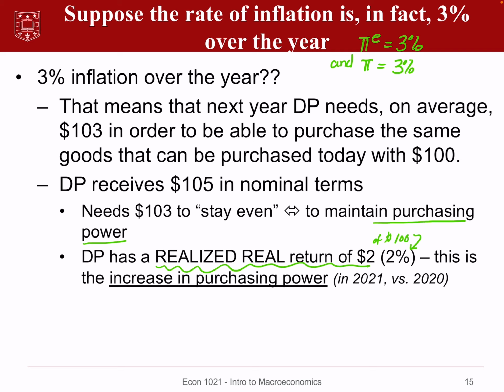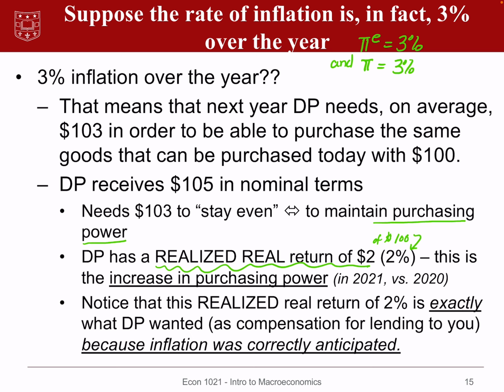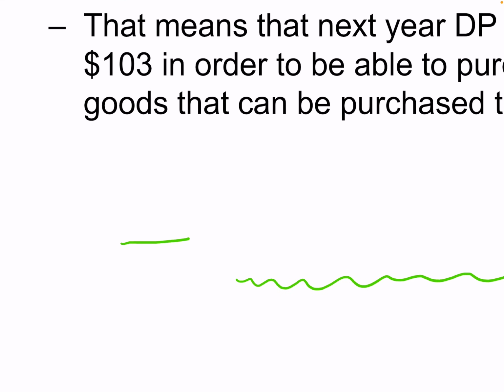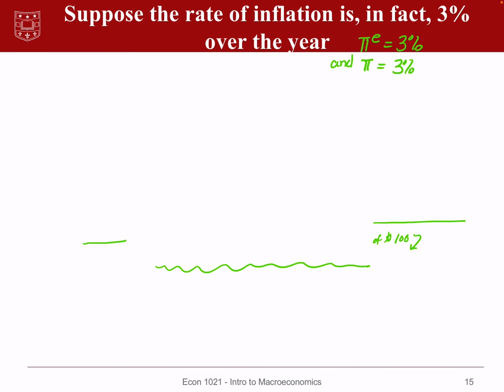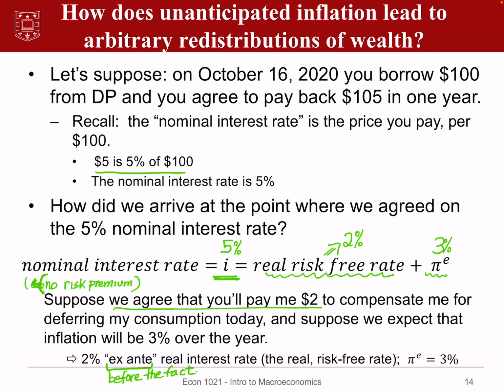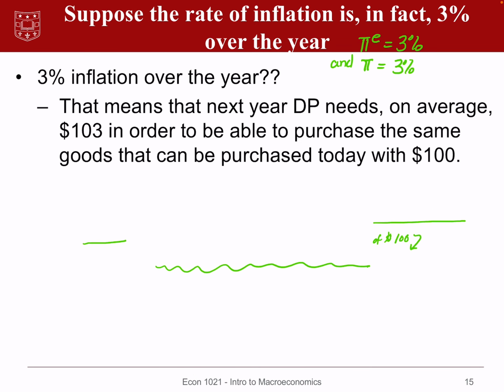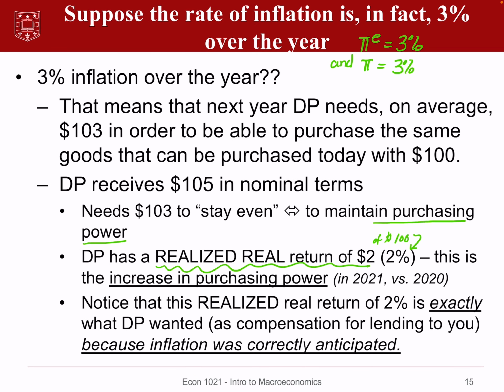It means that in 2021, I'm able to consume $2 more than what I would have been able to purchase with $100 in 2020 in inflation-adjusted terms. And this realized real return, of course, is exactly what I wanted as compensation for lending to you. And why is that? It's because inflation was correctly anticipated. So again, what did I want? I wanted this extra $2 as a reward for lending to you. And in fact, I get that.